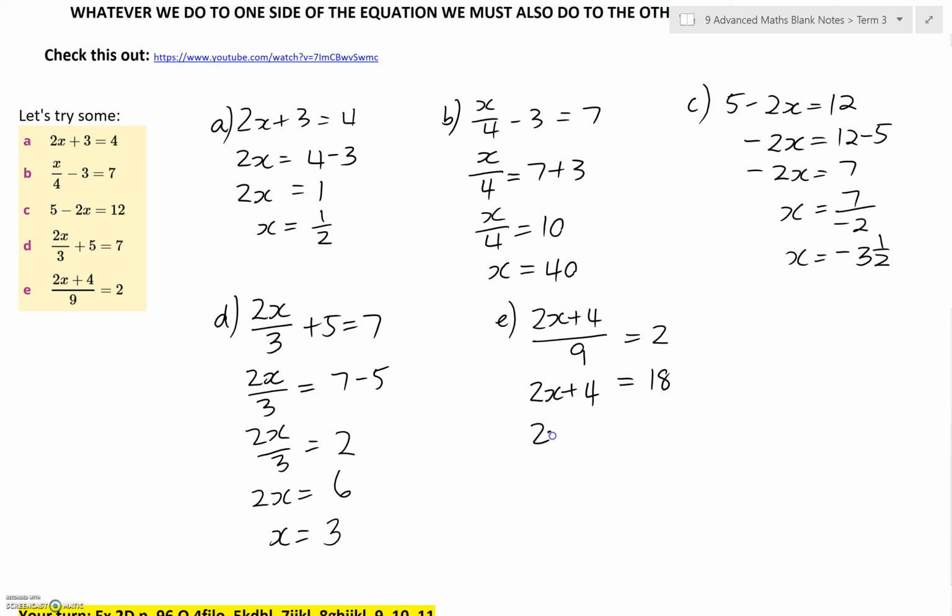Same then, once we've got it here as we had before. 18 minus 4, 2x equals 14, and of course x equals 7.